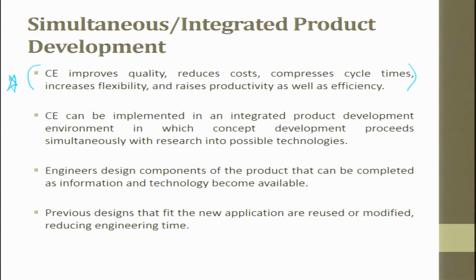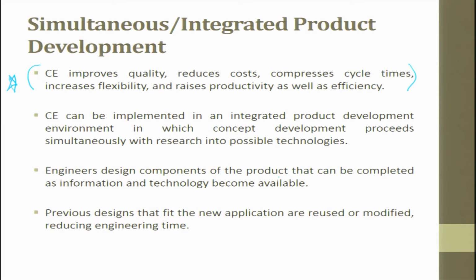Concurrent engineering can be implemented in an integrated product development environment in which concept development proceeds simultaneously with research into possible technologies. We do not talk about one technology. In the earlier case, the market research was done, they found out this is the requirement, they gave it to the design department. The design department understood whatever the market gave and then started working on it without even talking to the manufacturing department about whether there is a possibility of changing or is there a manufacturing difficulty. So, they were taking independent decisions, but when we do it simultaneously, these up and down movements and corrections can be reduced in a large way.